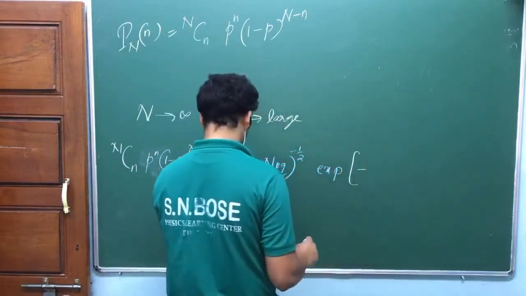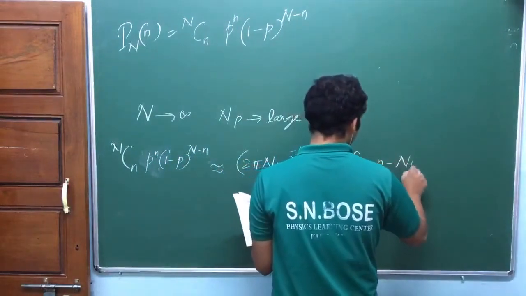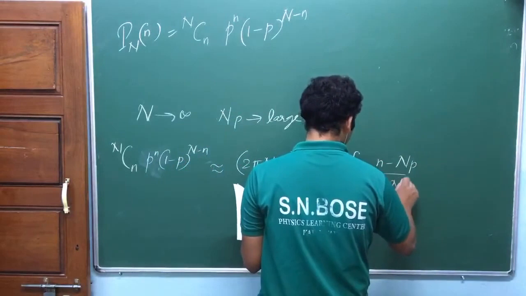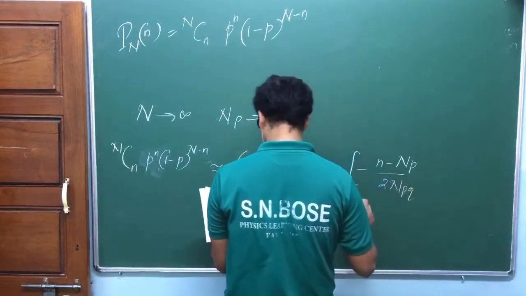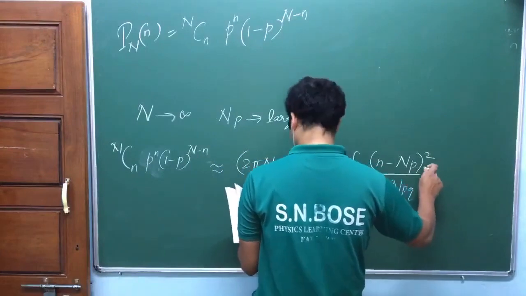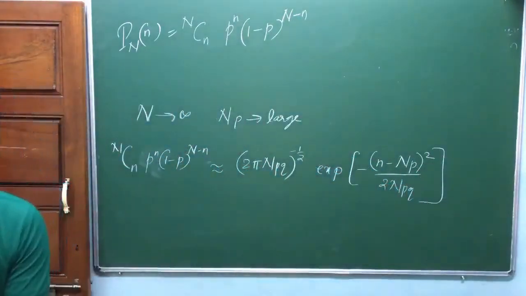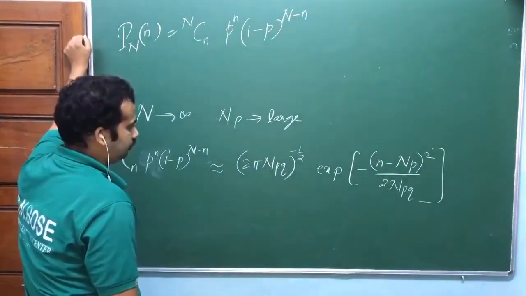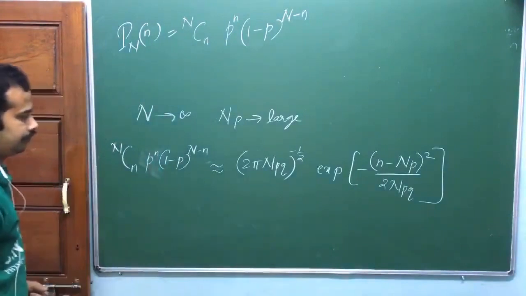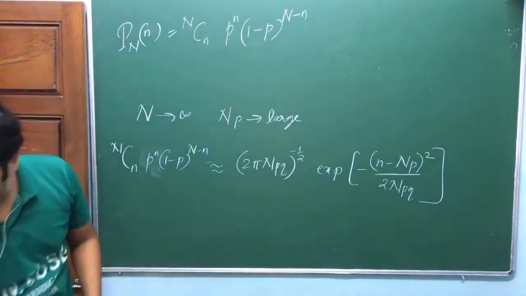minus n minus n into p, whole squared, by 2 times npq. We call this a Gaussian distribution.